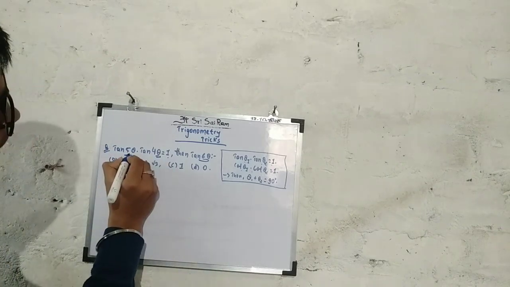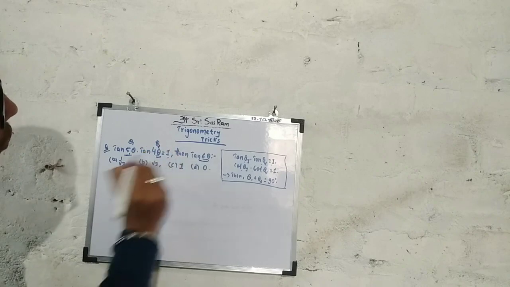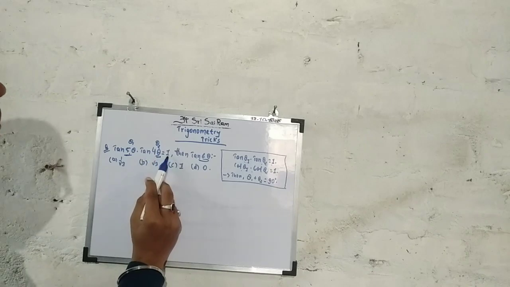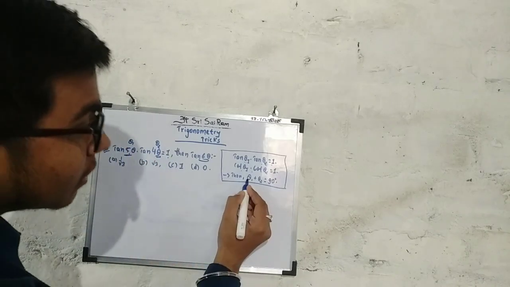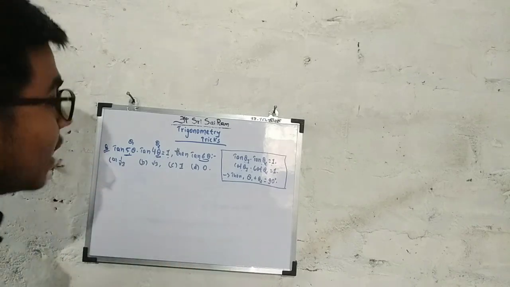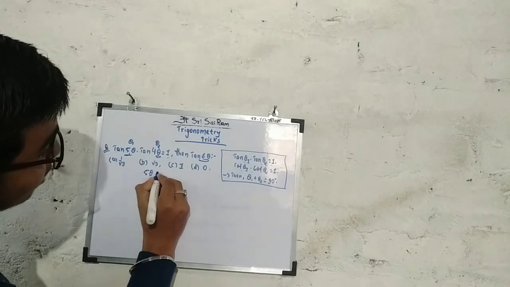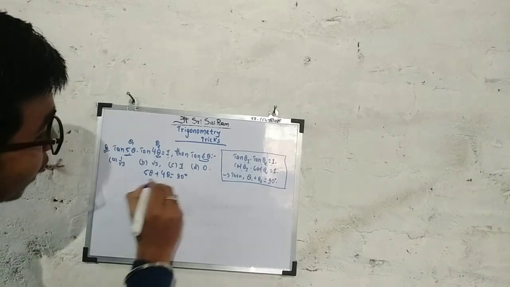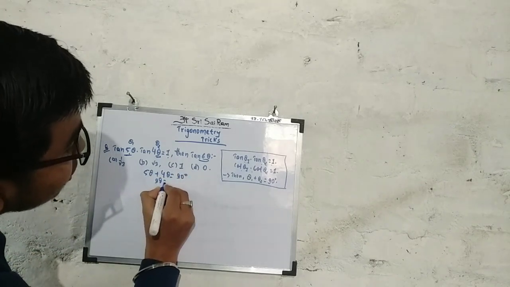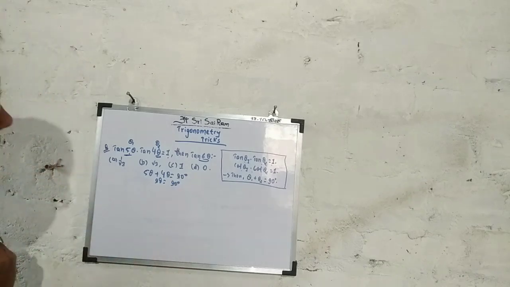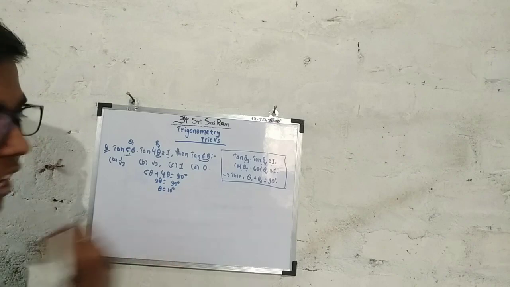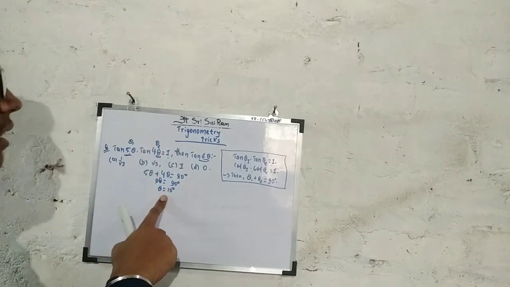Here we have tan theta 1 into tan theta 2 equal to 1, where 5 theta is theta 1 and 4 theta is theta 2. Now if tan theta 1 into tan theta 2 is equal to 1, then theta 1 plus theta 2 is equal to 90 degree. So 5 theta plus 4 theta is equal to 90 degree. This is nothing but 9 theta equal to 90 degree, then theta is equal to 10 degree.